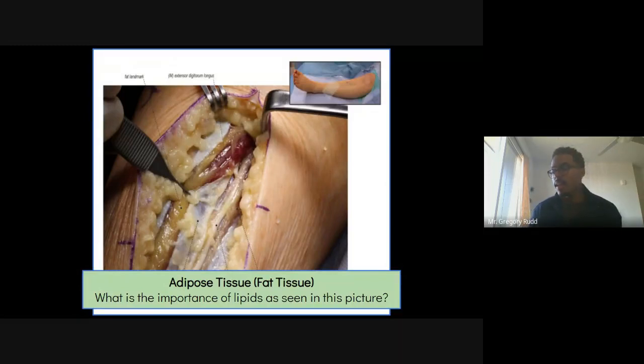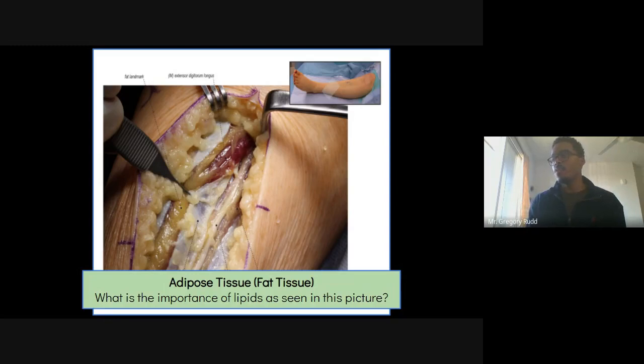Excellent. Yeah, Abigail's thinking correctly. They keep the body warm. Excellent. And Carolyn is also thinking correctly. They provide protection for our organs as well. So we think about all those organs that we have in our torso. We need some type of insulation to not only keep them warm, but also to provide protection for them.